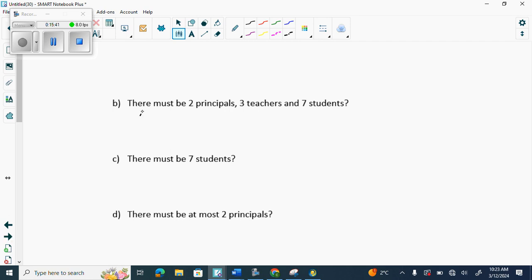We need 2 principals and 3 teachers, because if it was "or", I wouldn't have 12 people, correct? And 7 students. How can I guarantee getting principals? Choose from principals. How can I guarantee getting teachers? Choose from teachers. How can I guarantee getting students? Choose from students, right? So you guys have to help me.